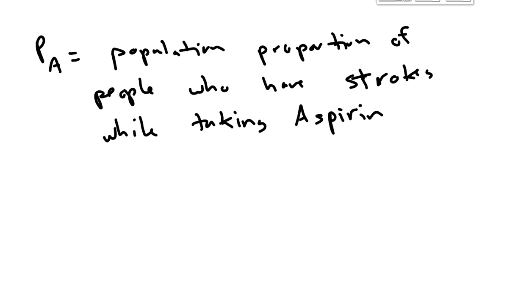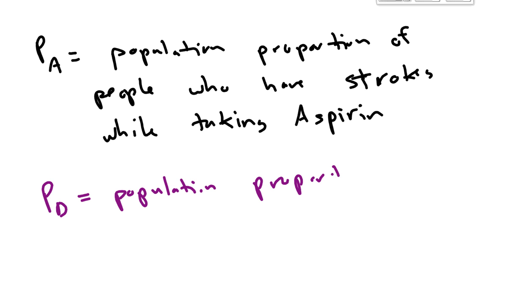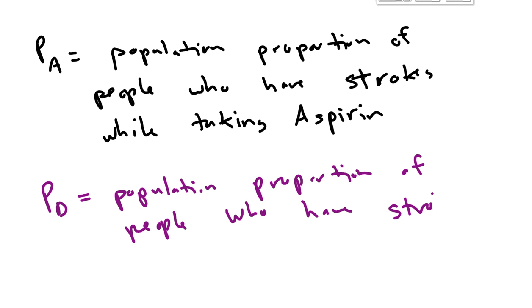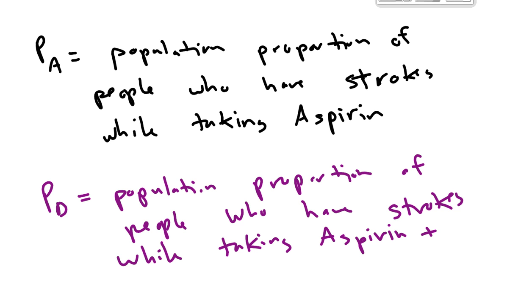The second one we care about, I'm going to call P sub D, which is the population proportion of people who have strokes while taking aspirin plus dipyridamole. So here are the two population proportions we want to compare.